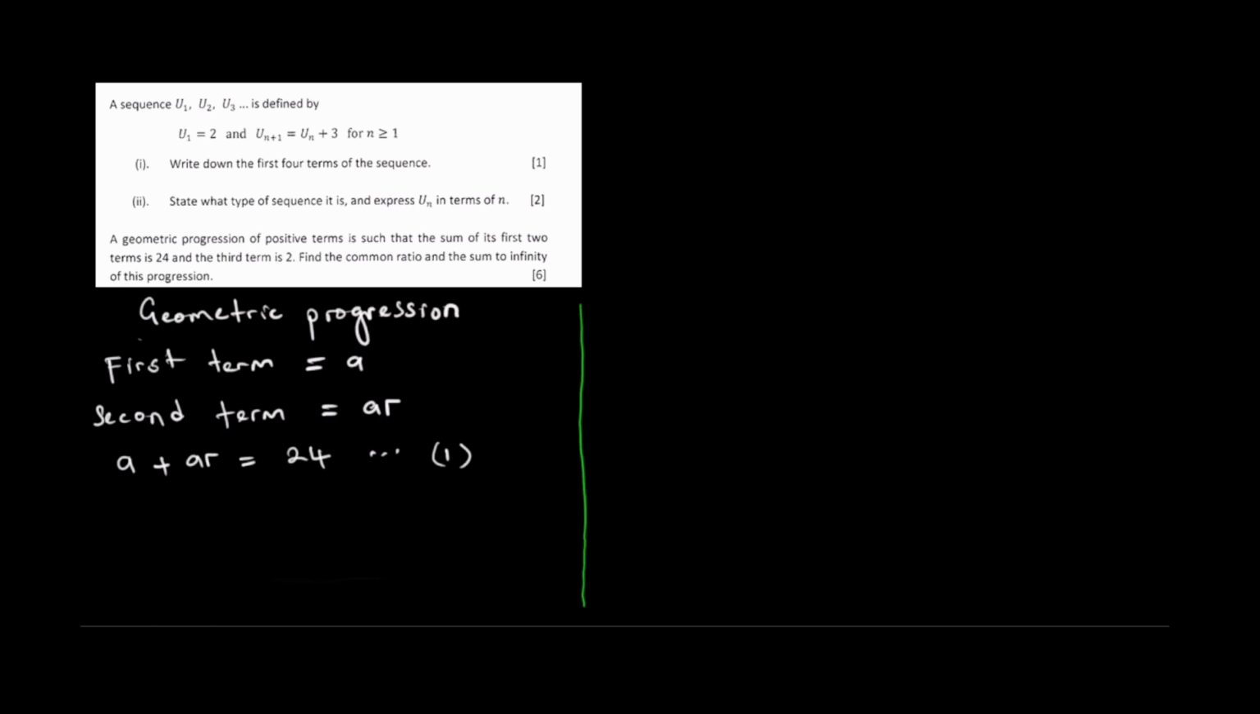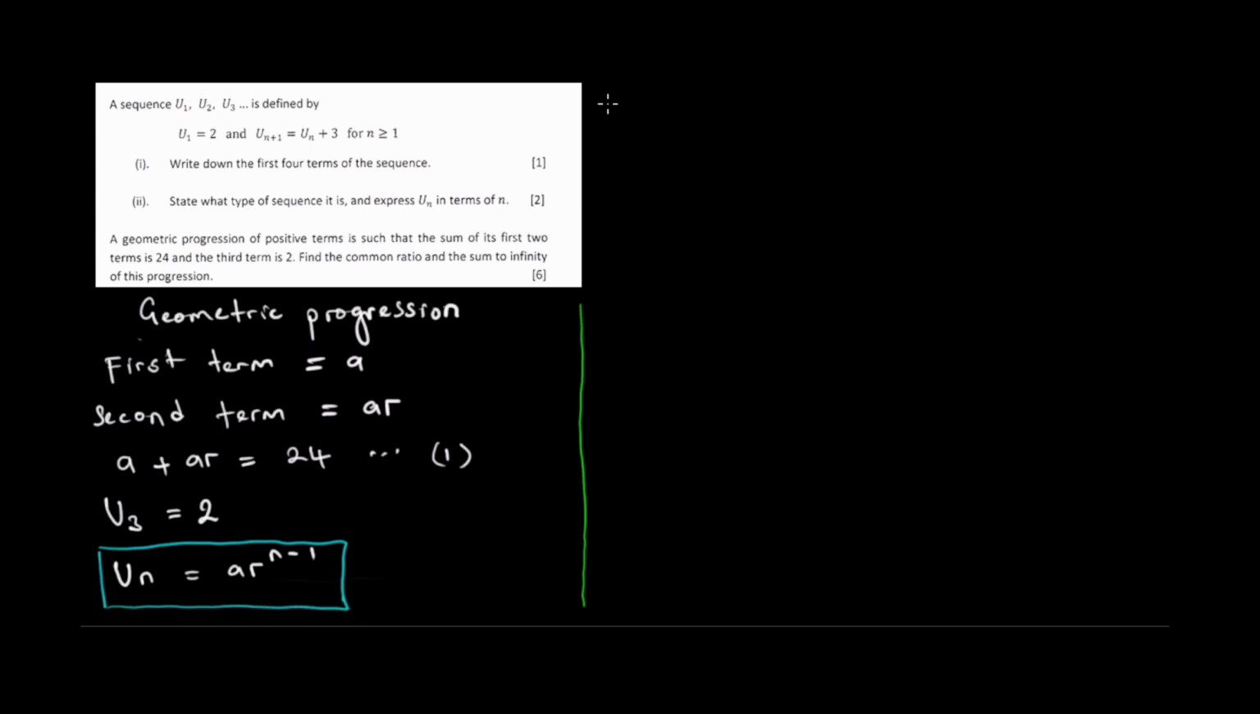Ndobva zvazonzi and the third term is 2. Saka third term is equal to 2 like that. Find the common ratio, find r and the sum to infinity of this progression. Saka tikada kutanga tasolva the first part yakati find the common ratio. We know kuti nth term for a GP is equal to ar^(n−1). And let me box this formula that we know.